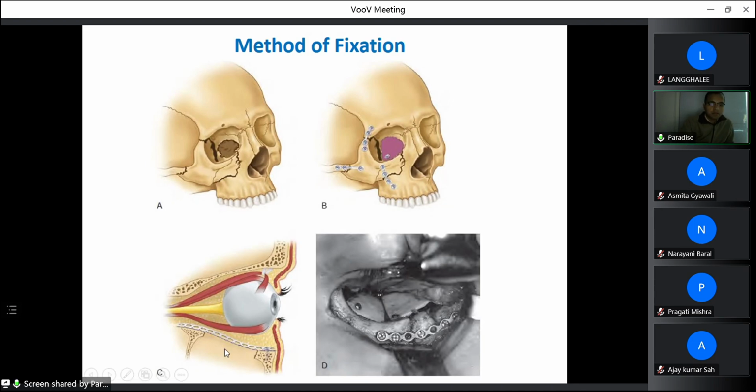So you have to put the orbital mesh, and you have to support the globe of the eye. Usually in case of orbital floor fracture, the content of the orbit is extruded into the maxillary sinus. So you have to reduce all those extruded parts, and then you have to put an orbital mesh in the floor. And you have to put a screw at the infraorbital rim. You can't put a screw within the floor.